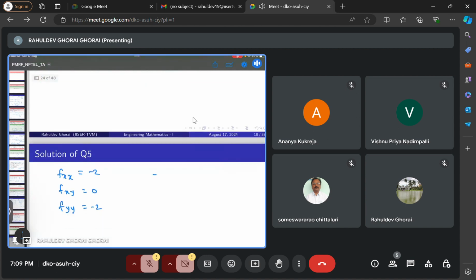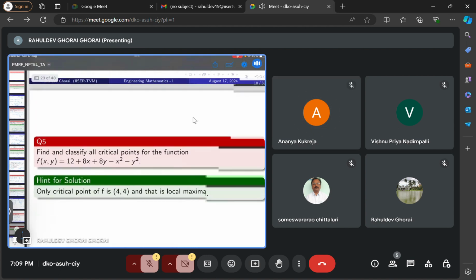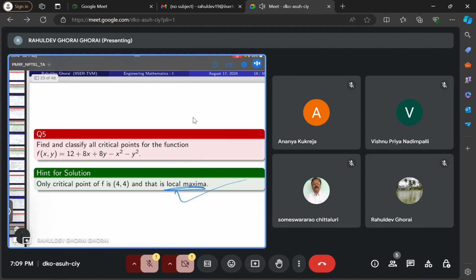Then if you multiply minus 2 times minus 2 minus 0 square, which will be equal to 4, which is greater than 0, and then fxx at any point, independent of the point, is less than 0, right? So local maximum. Did you get local maximum, Ananya? Yes, sir. Okay, good, great. So that's what we have to put: local maximum. And the only critical point here is (4, 4).